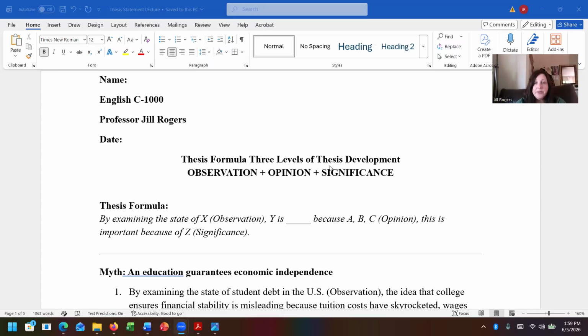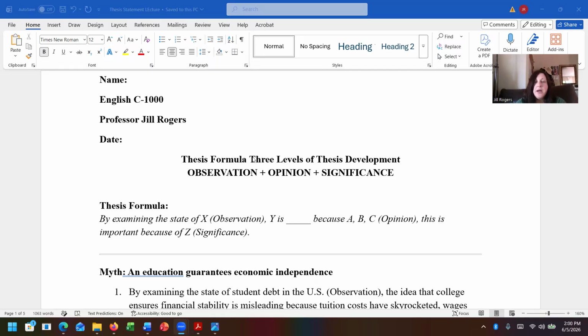Hello, this is a lecture on thesis formula. This is a very important fundamental part of college writing. You have to have a thesis in your argumentative papers. An argumentative paper or persuasive essay means you are trying to persuade your reader to agree with your opinion.